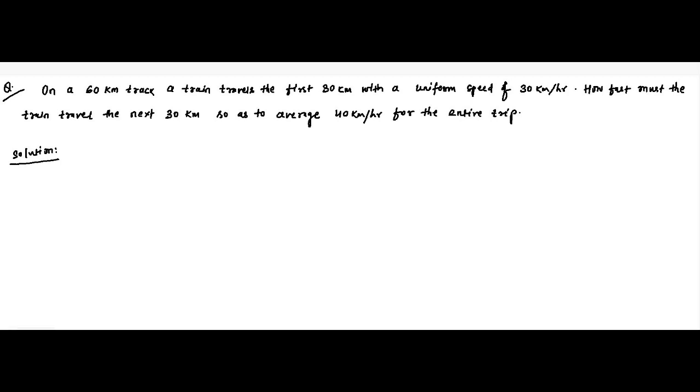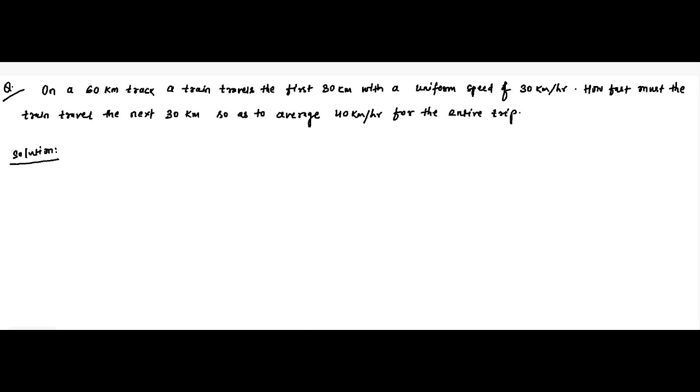Hello friends, so here is another question. It is given that on a 60-kilometer track, a train travels the first 30 kilometers with a uniform speed of 30 kilometers per hour, and it has been asked how fast it must travel for the next 30-kilometer phase so as to average 40 kilometers per hour for the entire trip.